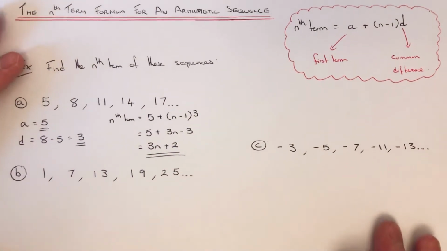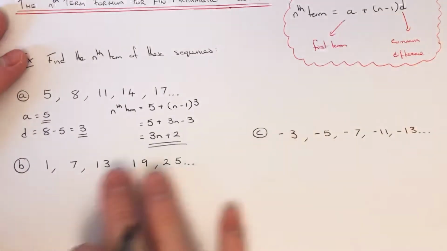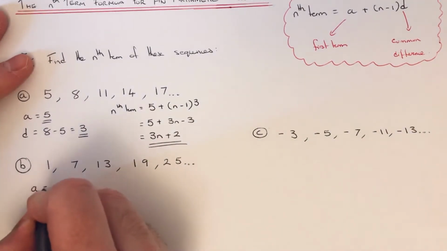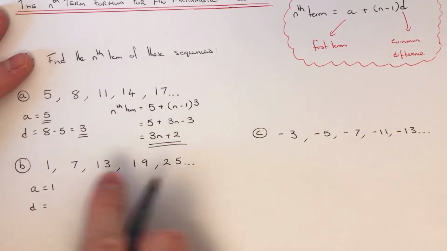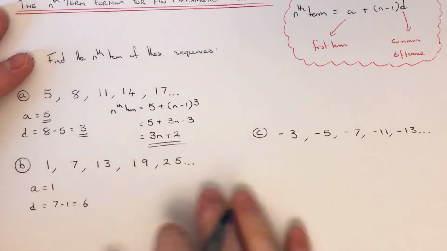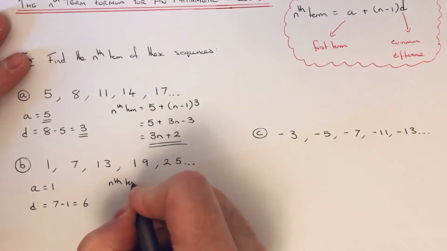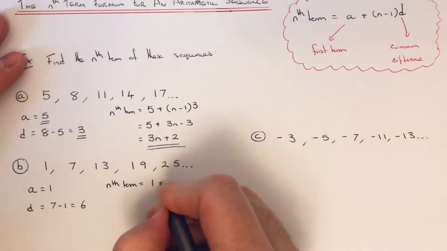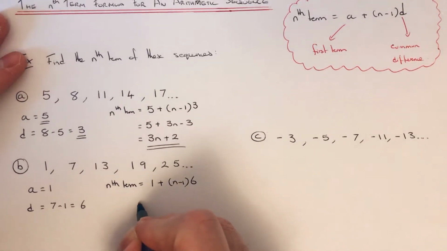Let's look at the second example then. Again, we're going to use the formula up here to find the nth term. Our first term is 1, so a is equal to 1. Our common difference is what the sequence is going up in. If we find the difference between the first two terms, it is 6. Again, let's put the numbers into our formula. The first term is 1 plus n minus 1 times the common difference of 6.